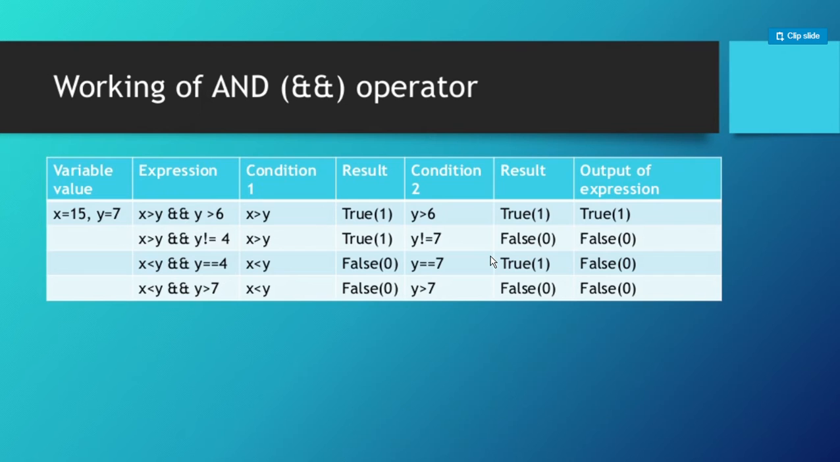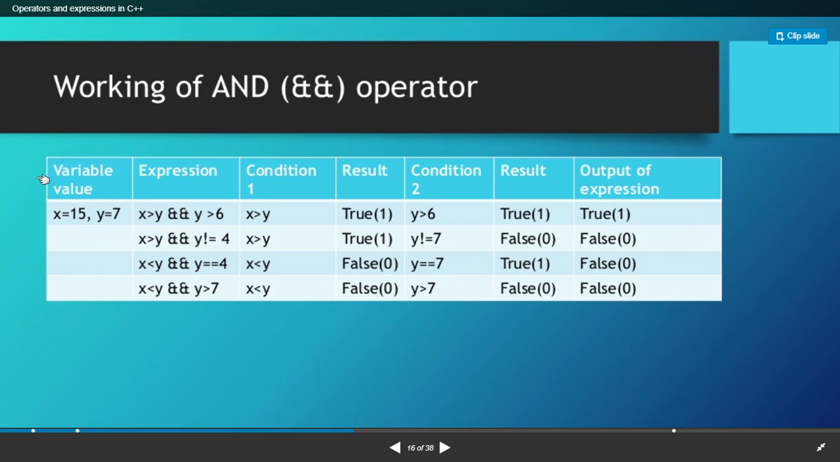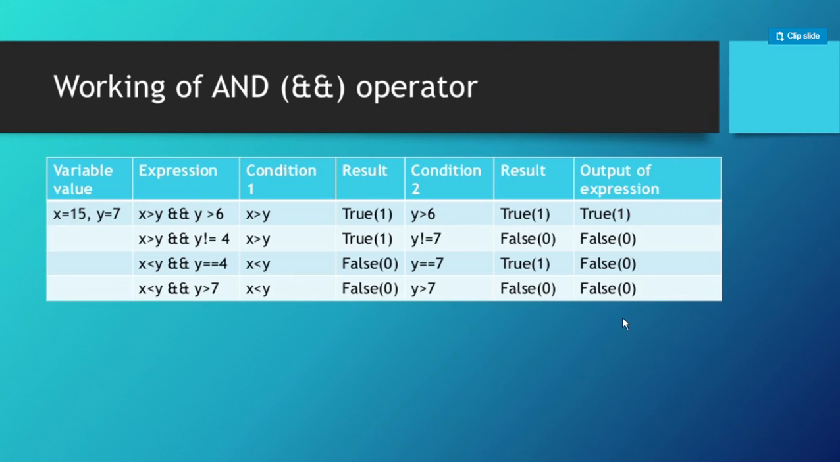Let's discuss the working of the AND operator. In the AND also, the same kind of example is given. The values of variables x and y are given, the expression is given, and the conditions are set. According to the conditions, the result for condition 1 and the result for condition 2 are set, and this is the output expression. As you can see, true and true is true, true and false is false, false and true is false, and false and false is false. That means 1 1 is 1, 1 0 is 0, 0 1 is 0, and 0 0 is 0 only.